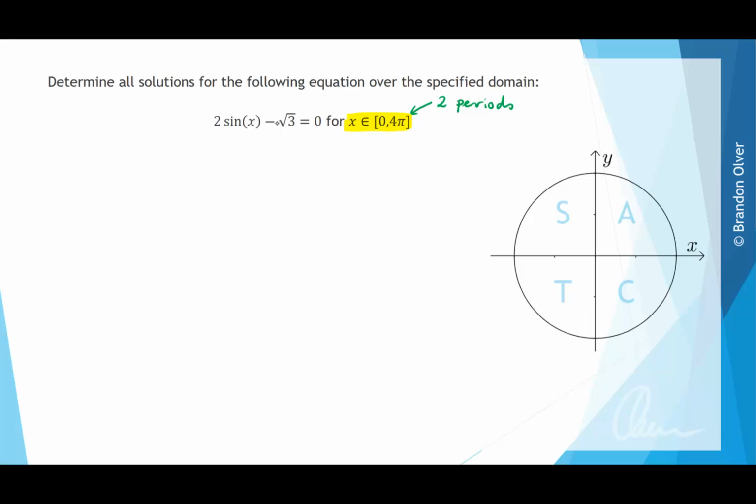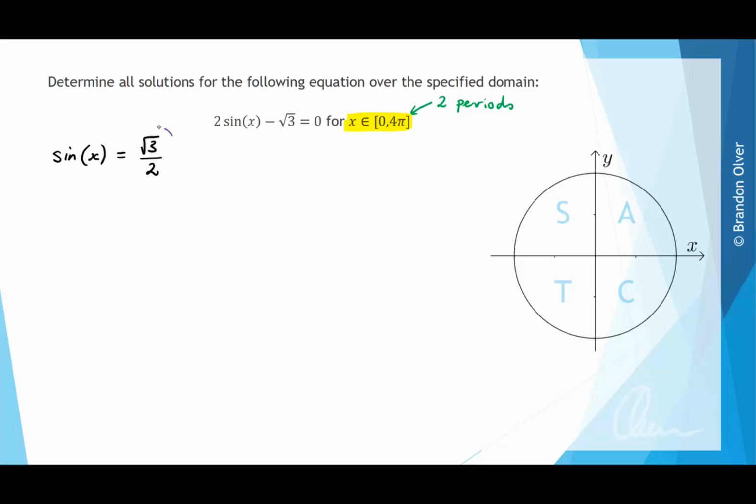So 2 sine x minus root 3 equals 0. That's the equation we're trying to solve, but to do this we want to get sine x by itself. So we're going to start by adding root 3 and dividing by 2. So this will give us the equation sine of x is equal to positive root 3 over 2.